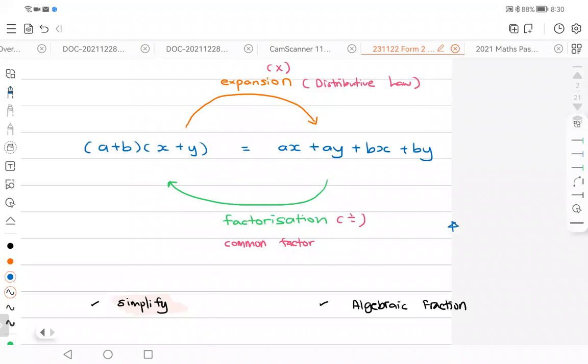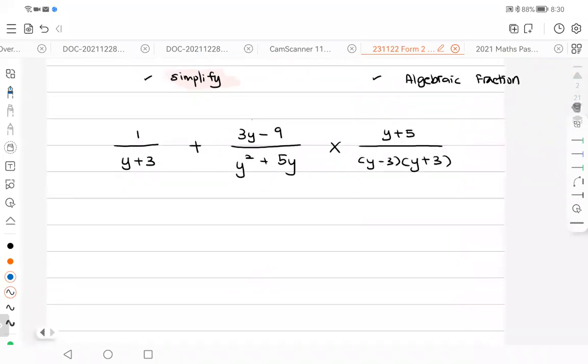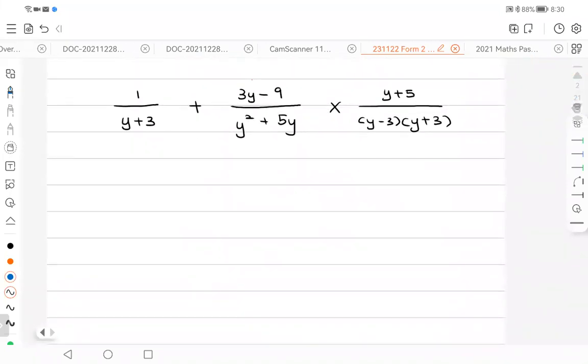You need to factorize, then only can simplify. So if you want to get perfect marks, you must remember this sentence. Factorize, then only can simplify. So we will look at one example here, the summary of chapter 2. It seems complicated, but we just need to apply the concept. Apply the concept.